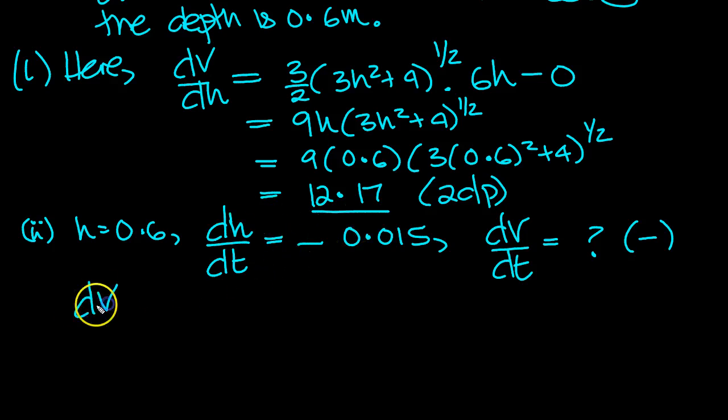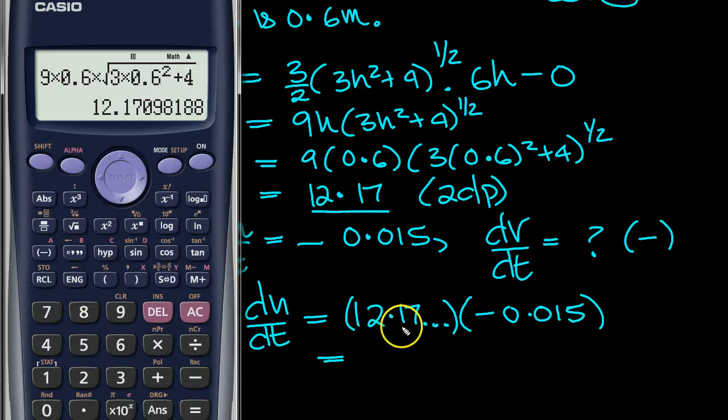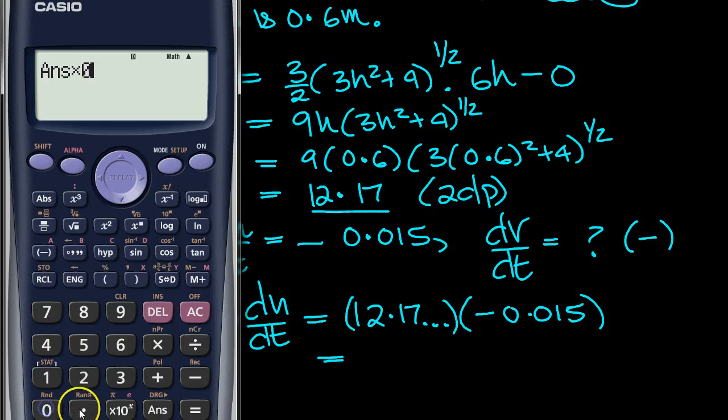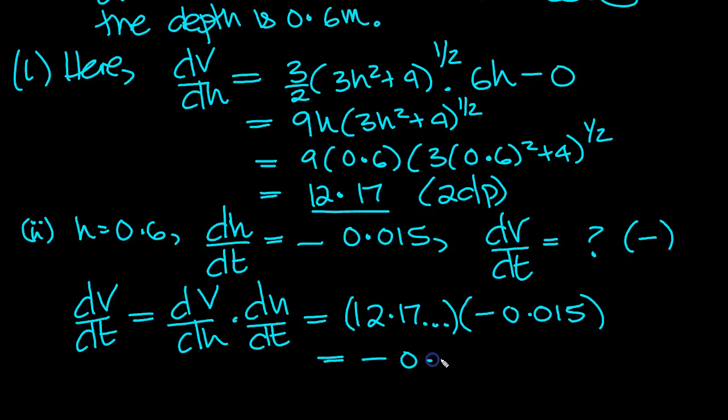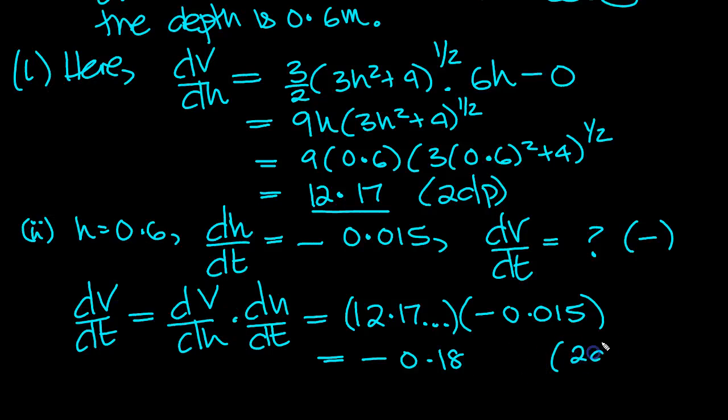So dV/dt first of all then. Well, we've got dV/dh, so let's use the chain rule. dV/dh times dh/dt is equal to dV/dh, which is 12.17, that number, times the minus 0.015, which equals, so we've got that number still in the calculator here, so times that by 0.015, we know it's negative, 0.18, so it's minus 0.18, just check that again, and that's the 2 dp, isn't it, 0.18, so that's 2 decimal places.